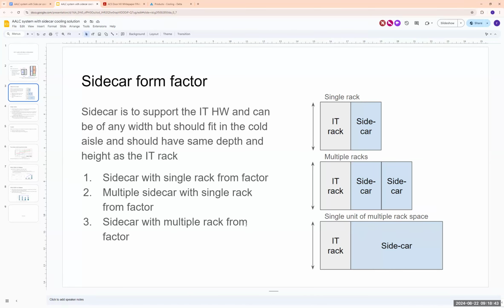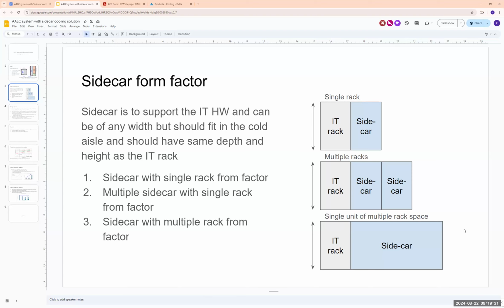So does this make sense to explain? In this, you will have the same depth as an IT rack and the same height as an IT rack, so that you won't interfere with any other components in the data center. Whereas your width could be anything. Now you are occupying multiple rack spaces in the data center versus a single rack space, something like that. Does that make sense?